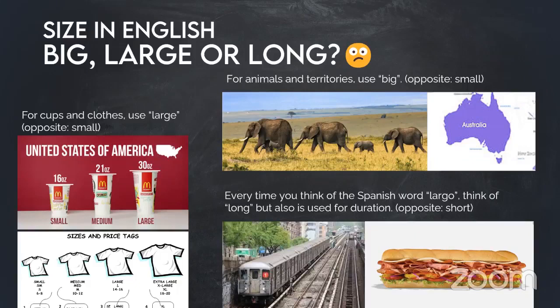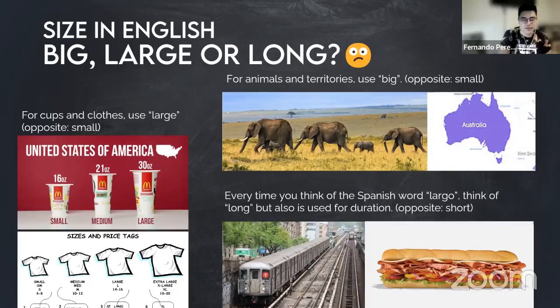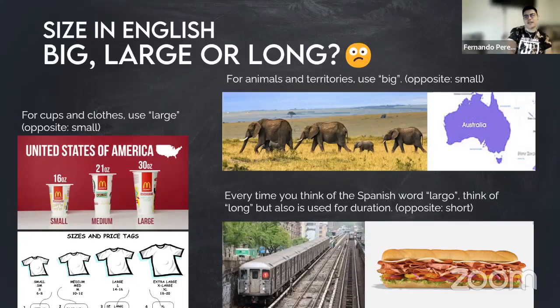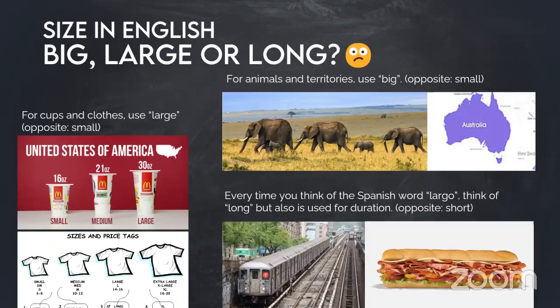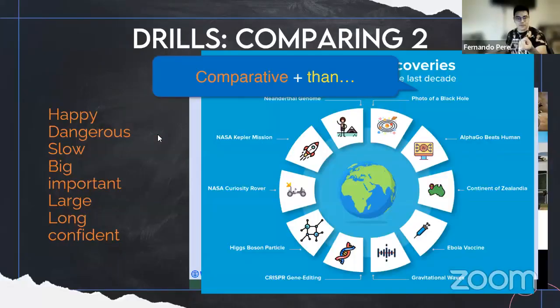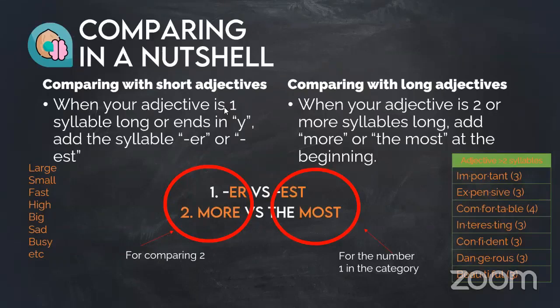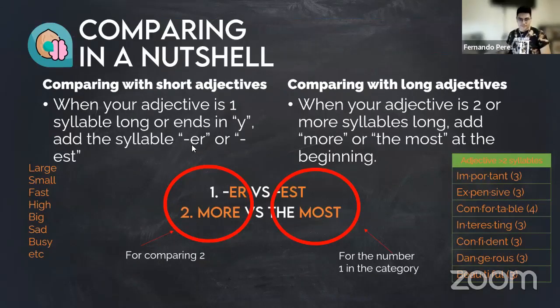Large. Perfect. No, wait. No, it's not. Long. It's long. And how many syllables does long have? One. Exactly. For one syllable, for monosyllable words, use er.